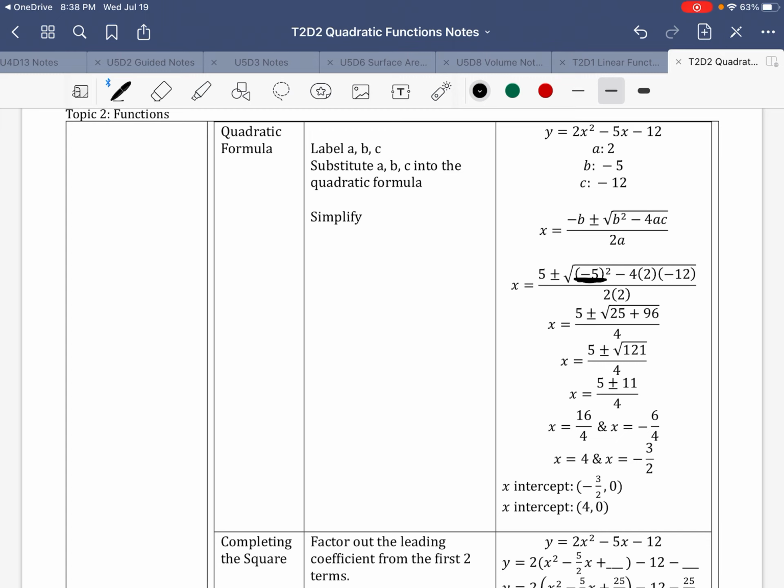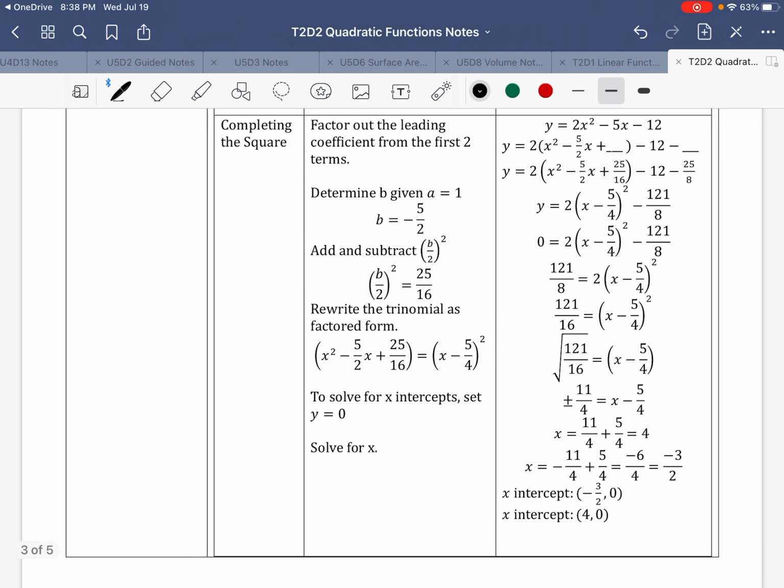Then 5 plus 11 is 16, and 5 minus 11 is -6. 16 over 4 reduces down to 4. -6 over 4 reduces to -3 halves. And we end up with those same two x-intercepts written as coordinate points.